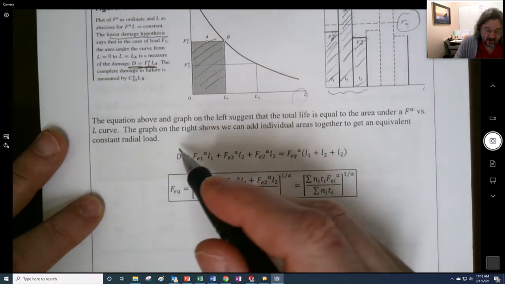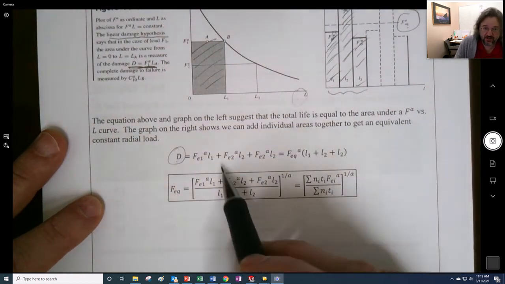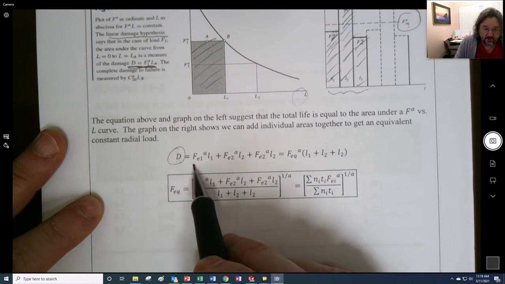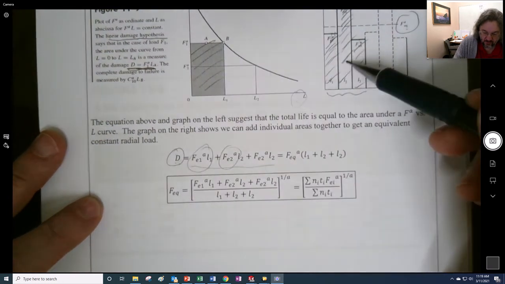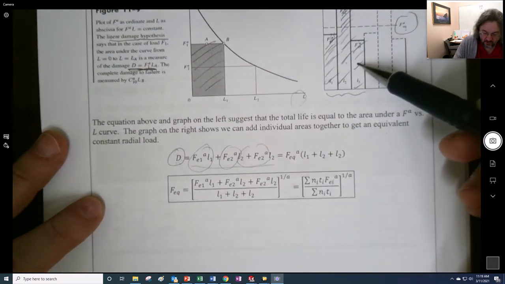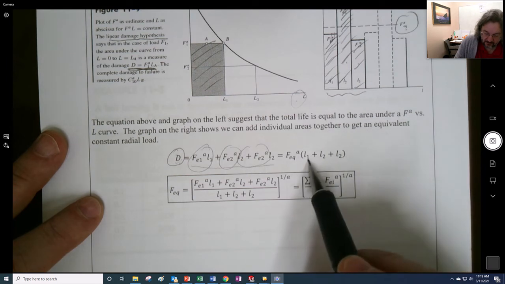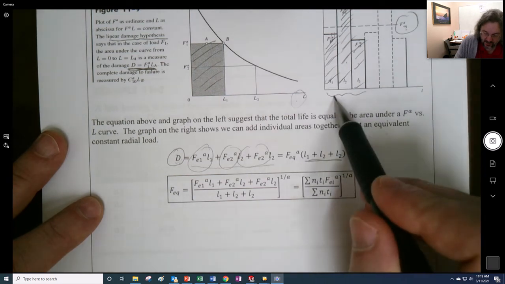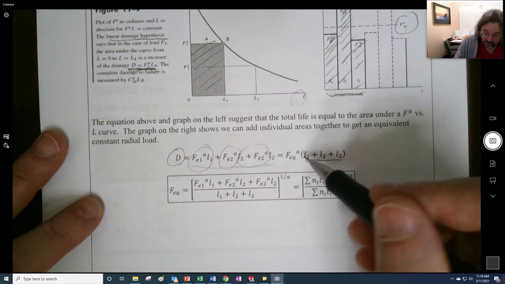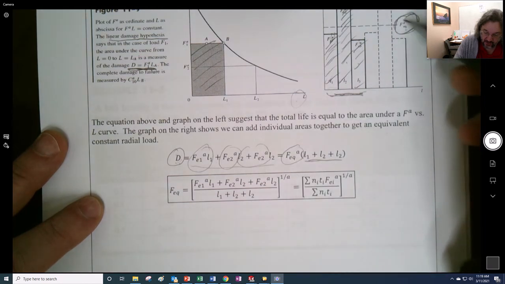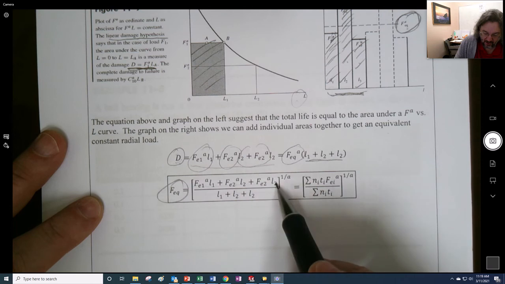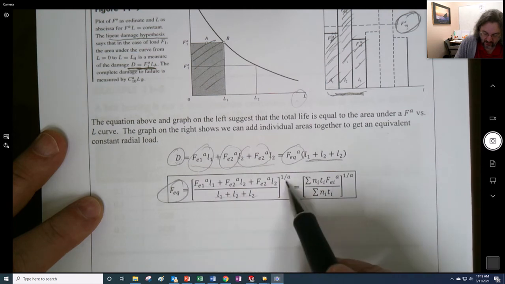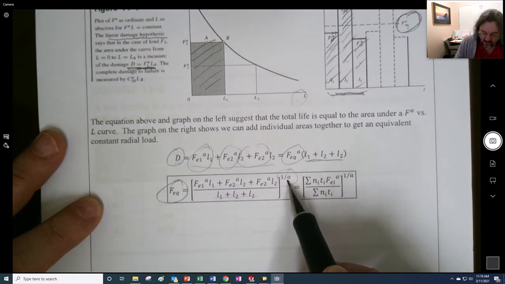We're going to say for a particular amount of damage, and this is really just arbitrary right here, we set up each of these events, right? Here's the area for this one, the area for this one, the area for this one. And we say, well, if you have those lengths, this total length right here, you could multiply it by an equivalent one. So if you want to find the equivalent one, you just add all of these up, divide through by here, and then take the root over here.